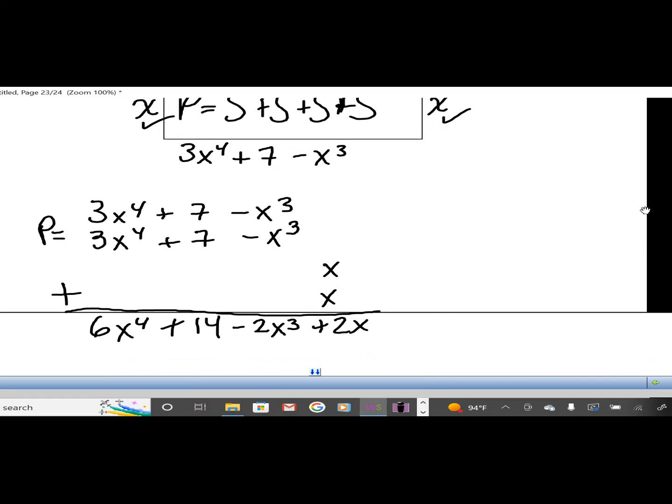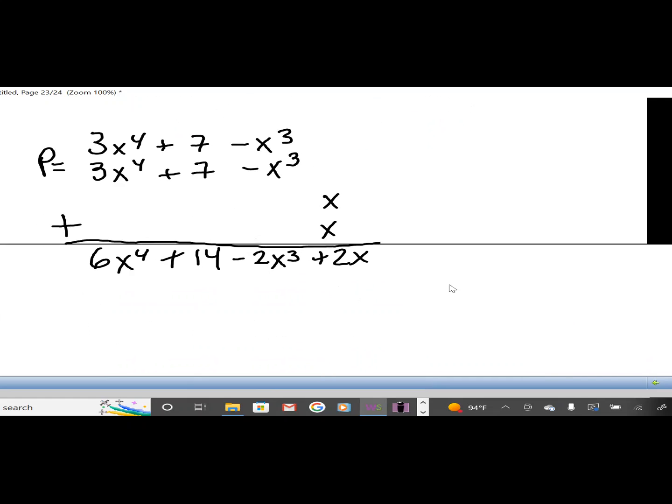However, is that in standard form? No. Therefore, this is 4th degree. What is this one? 0. Hold on. This one, 3. This one, 1. And you know what to do from there.